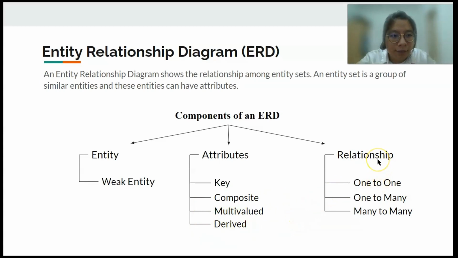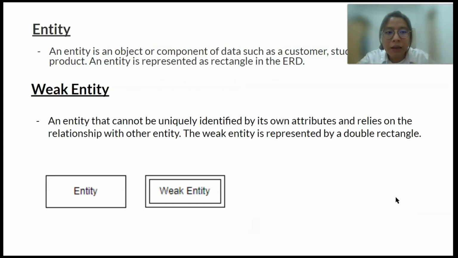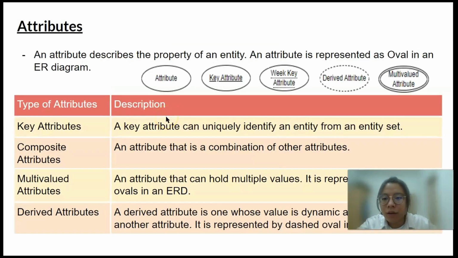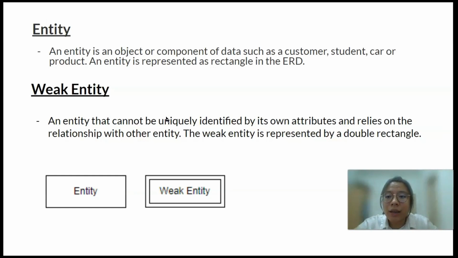In the relationship, there are three relationships. First is one-to-one relationship. Second is one-to-many relationship. And third is many-to-many relationship. Now we are looking at the entity. An entity is an object or component of data such as a consumer, student, car, or product. An entity is represented as a rectangle in the ERD.